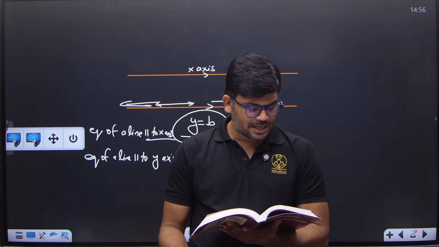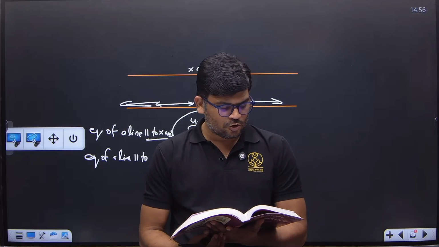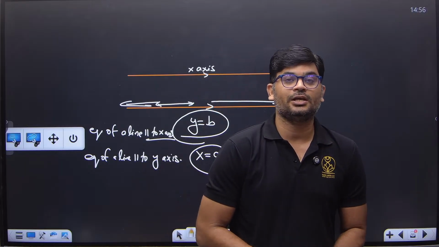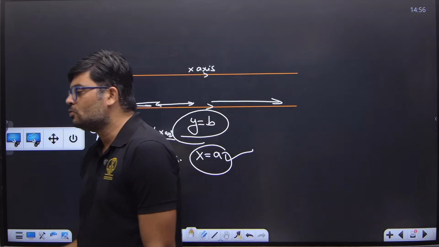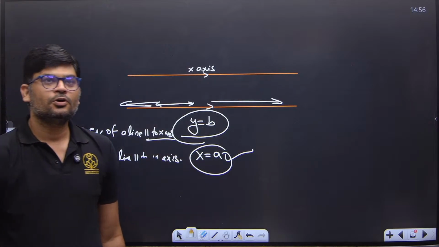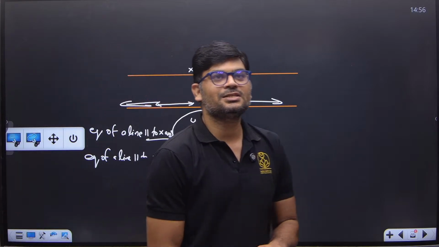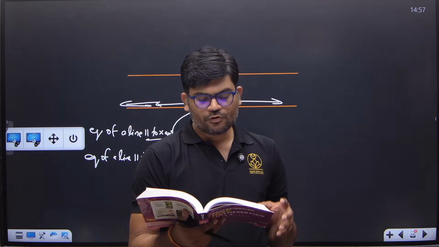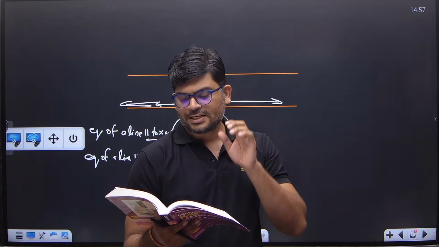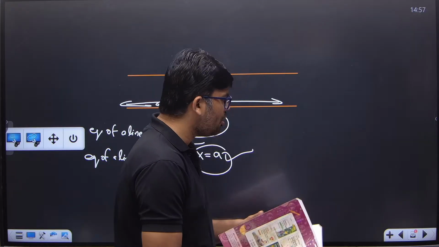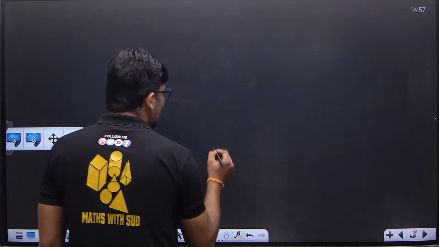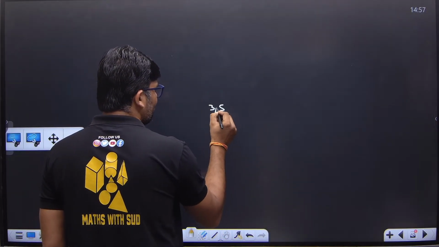Let us see some examples. Example 1: find the slope of a line whose inclination is 60 degrees. So what is tan 60? Root 3. So the slope is root 3. Very easy. Find the equation of a straight line parallel to x-axis and passing through the point (3, -5).